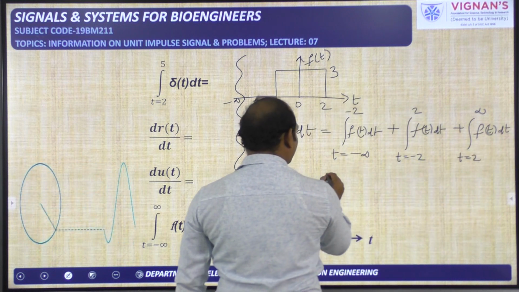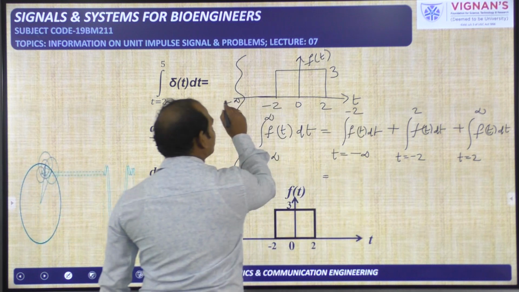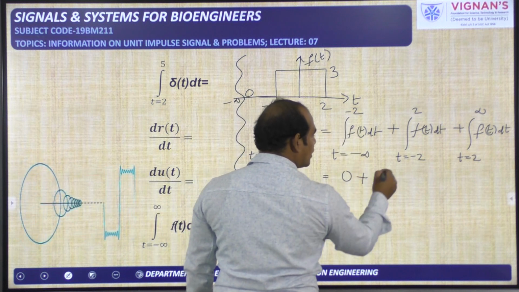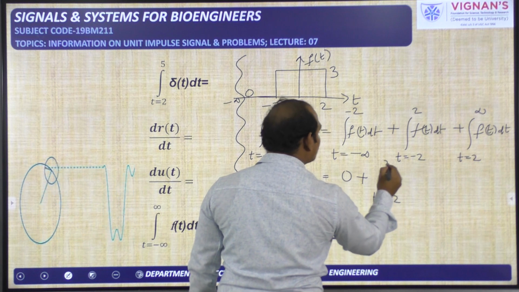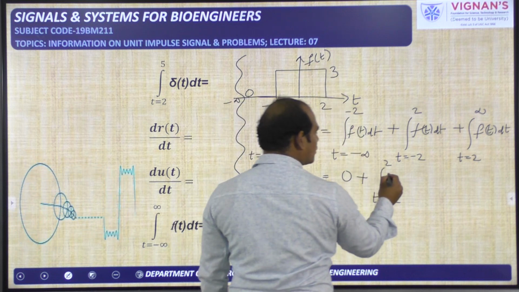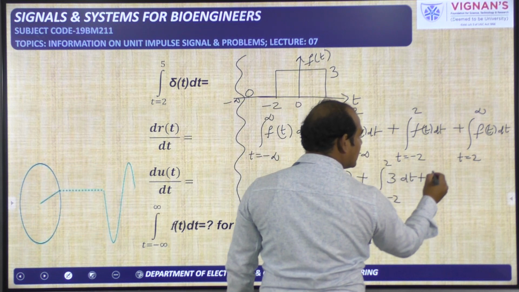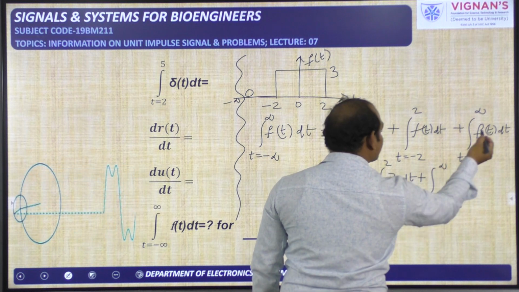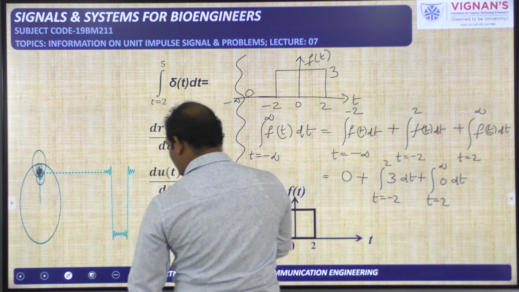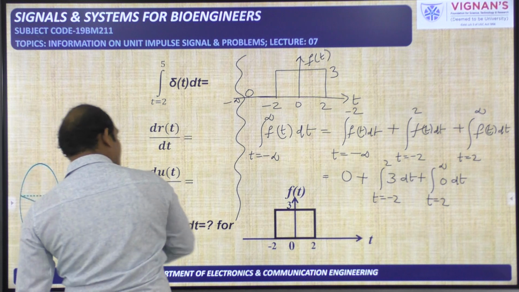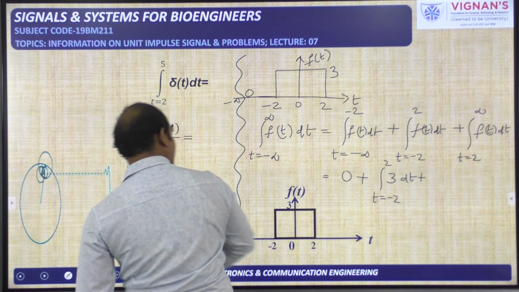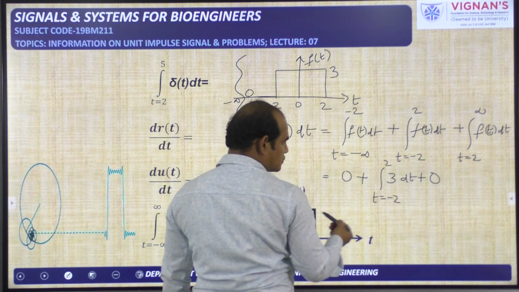What is the value of f of t during this time interval? From minus infinity to minus 2, amplitude is 0. So integration of 0 is 0, plus during the time interval from minus 2 to plus 2, what is the value of the signal? That is 3. So 3 dt, plus integral 2 to infinity, what is the value of the signal from 2 to infinity? It is 0. 0 into dt, so here we will get integration of 0 is nothing but 0 only. This is 0.